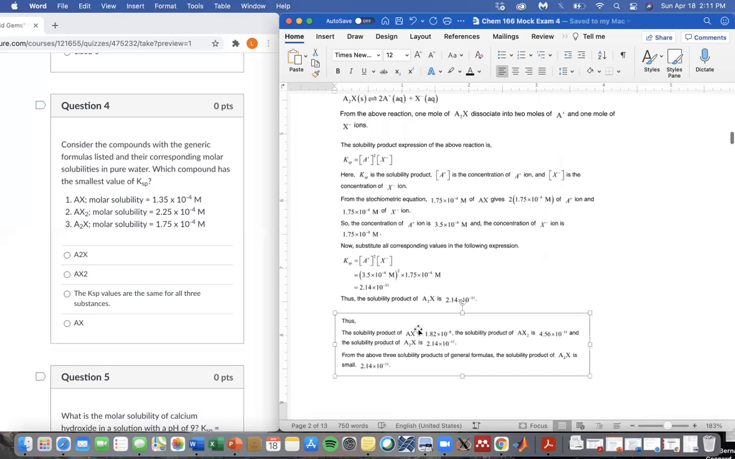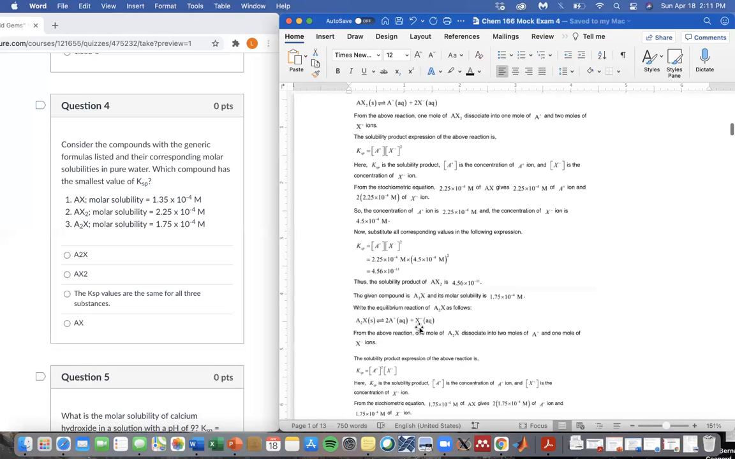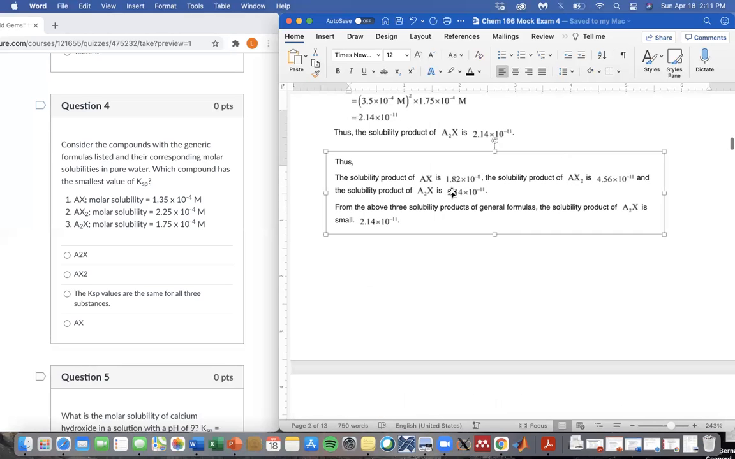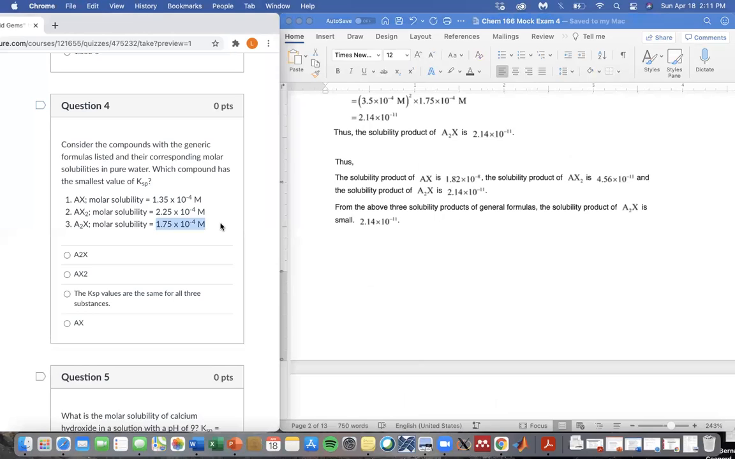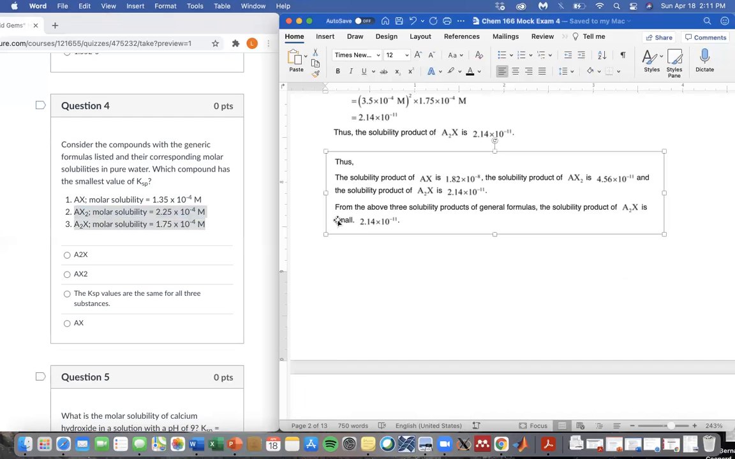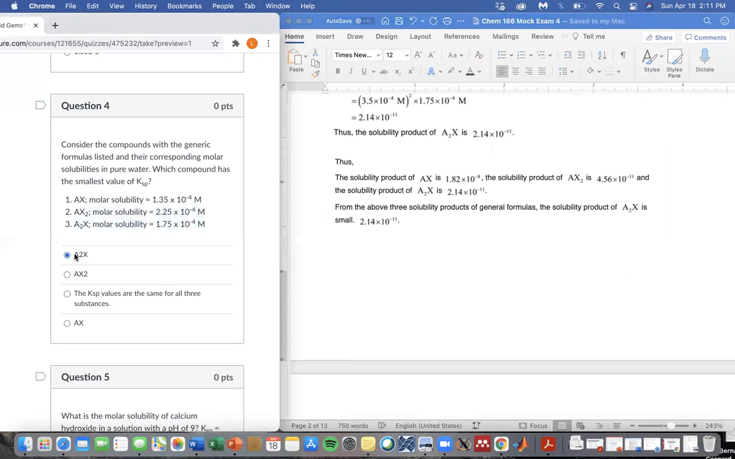And I guess the AX value isn't in here, but it's just the exact same thing. You would get a KSP value of 1.82 times 10 to the negative eighth because you've only squared it, you haven't cubed it. It's going to be the largest out of all three values as opposed to AX2 and A2X. And because A2X has the smallest molar solubility out of A2X and AX2, and it's the only one where that really small value was cubed, it's even smaller. The A2X actually has the smallest KSP value, so it's A2X here.